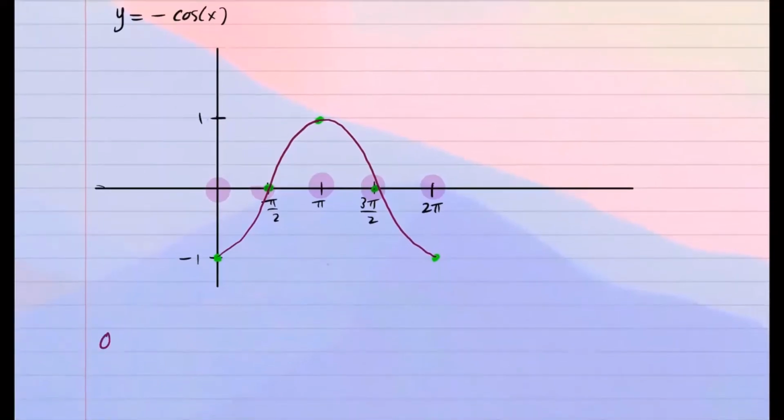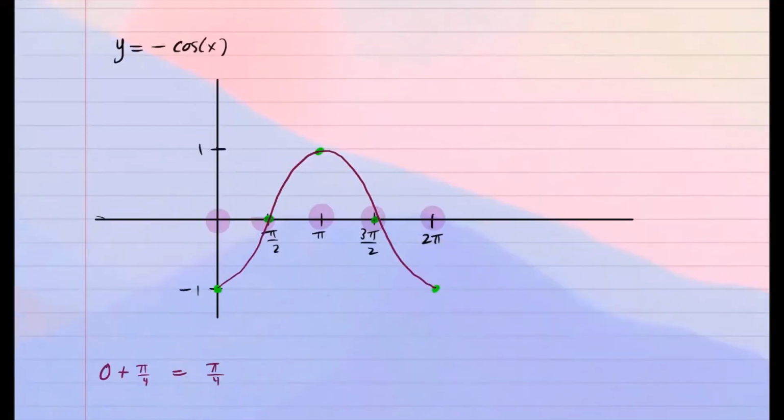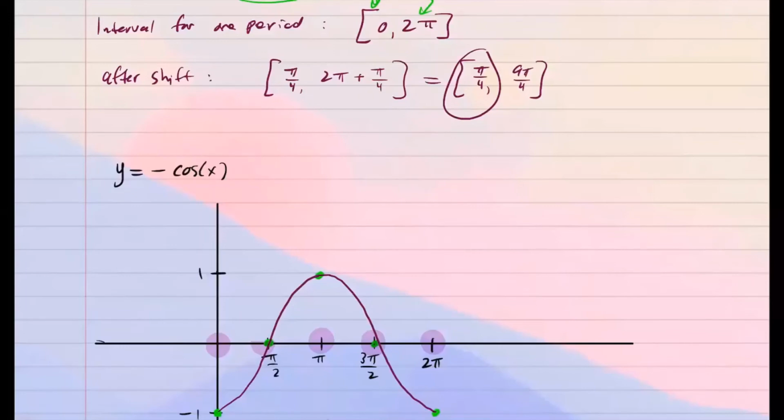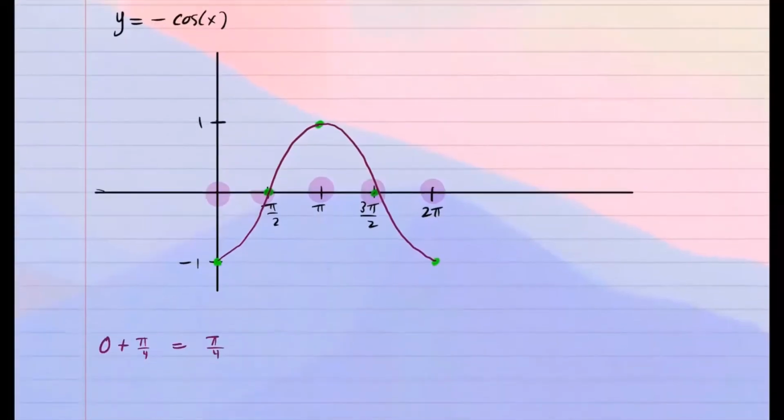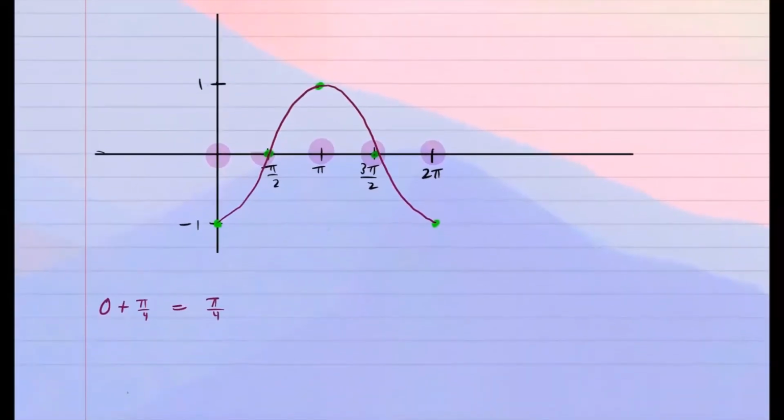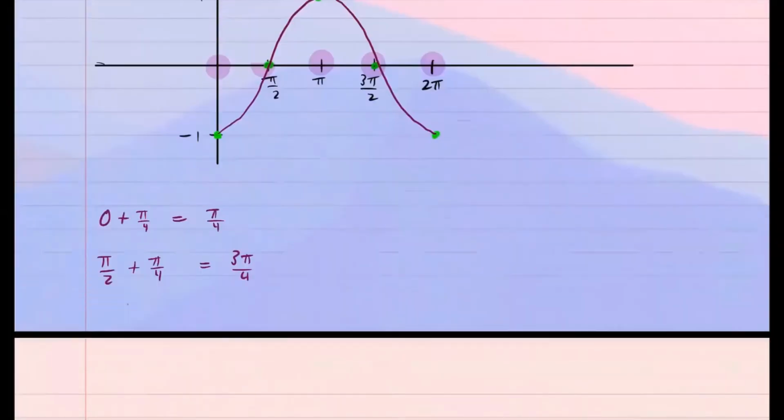So 0 gets shifted pi over 4 units to the right. So we're going to start at pi over 4. And that's what we got right here. That's the first point and the last point. So we'll verify that as we go along. Now let's find the middle point. The next point that we're shifting is pi over 2. So we take pi over 2 and add pi over 4 to it. Put them in common denominators, so you'll have 3 pi over 4. That's the next new x coordinate.